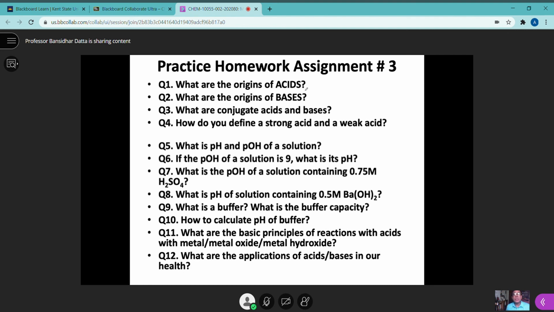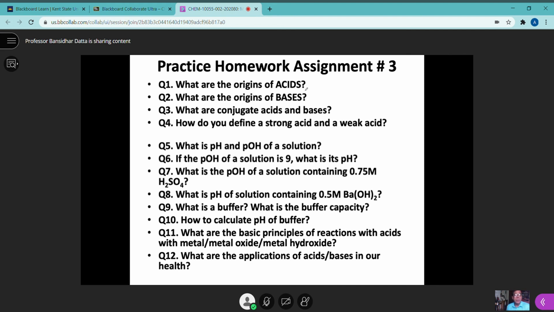If the pOH of a solution is 9, what's the pH? You probably already know. You can say it off the top of your head. Just an example: what is the pOH of a solution containing 0.75 molar sulfuric acid? Sulfuric acid is an acid, so you must determine the pH. We did it in the class. If you look at your notes, they're all there. Then once you get the calculation of the pH, subtract from 14 to get the pOH.